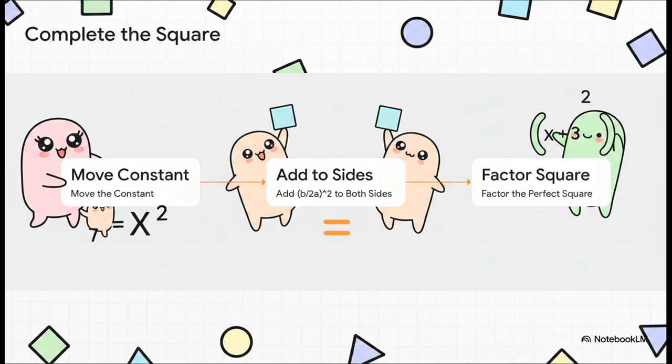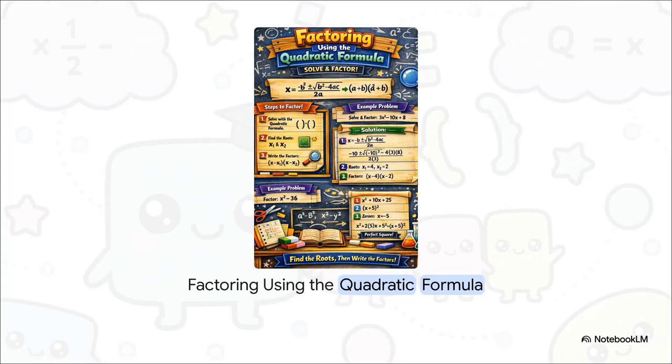And on the left side, well, we've successfully manufactured a perfect square trinomial, which we instantly factor into (x + 3) squared. From there, you just take the square root of both sides, and you've effectively bypassed a completely impossible factoring problem.